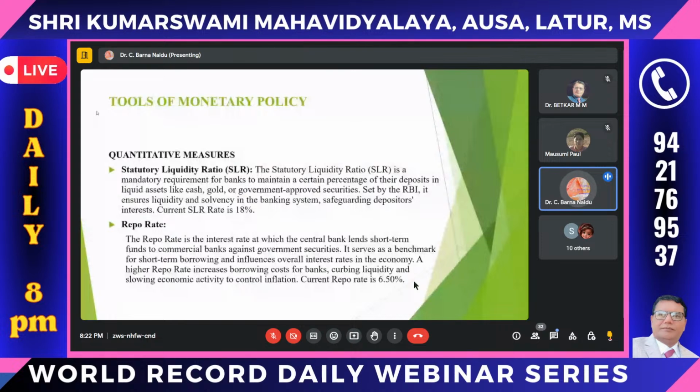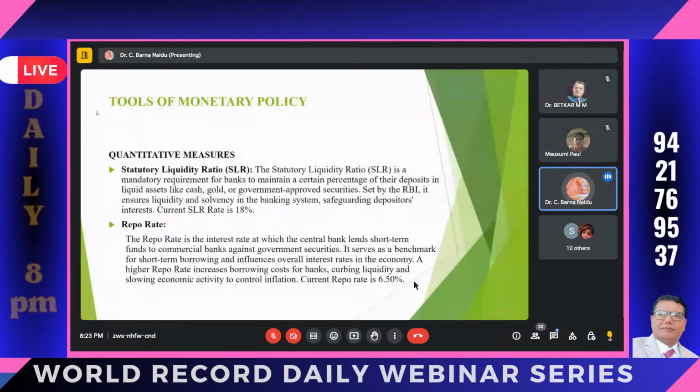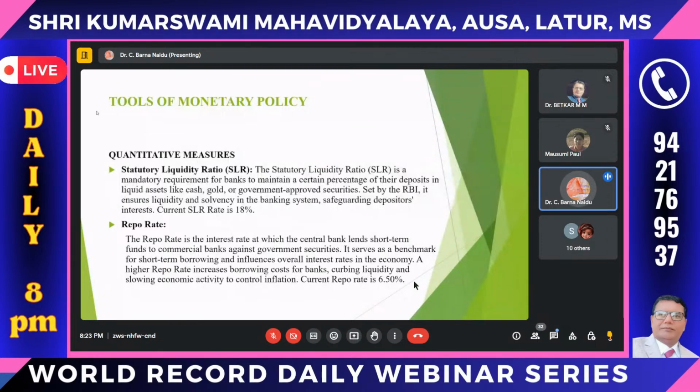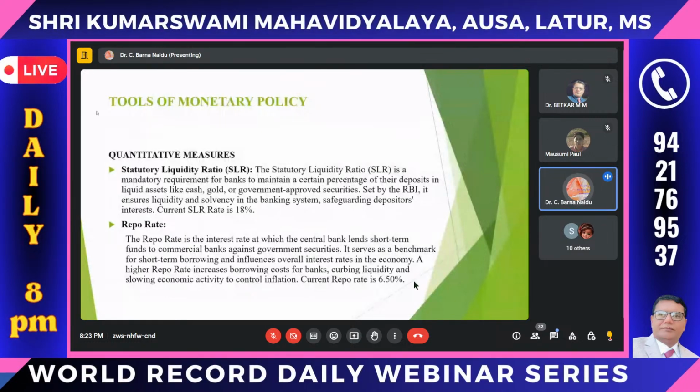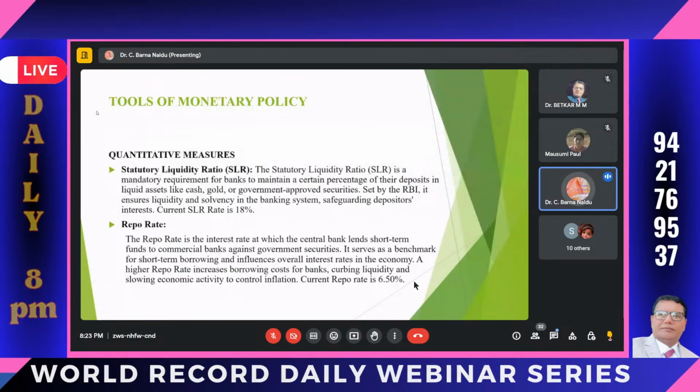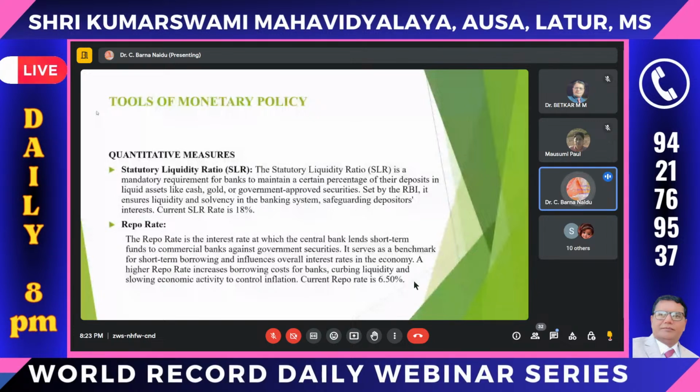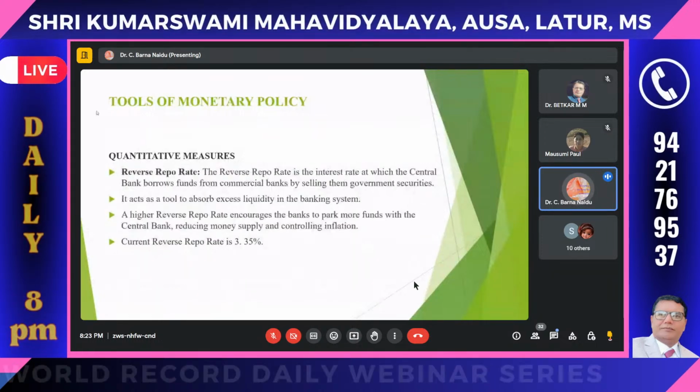Now, when we adjust the SLR, it affects the bank's lending capacity, impacting the credit availability and overall economic liquidity. The SLR percentage is determined by the central bank based on economic conditions, stability goals, and banking system requirements. Currently, the SLR rate is 18%. Now, repo rate. And we have one more, that is the reverse repo rate, as you can see. So first we'll start with the repo rate.